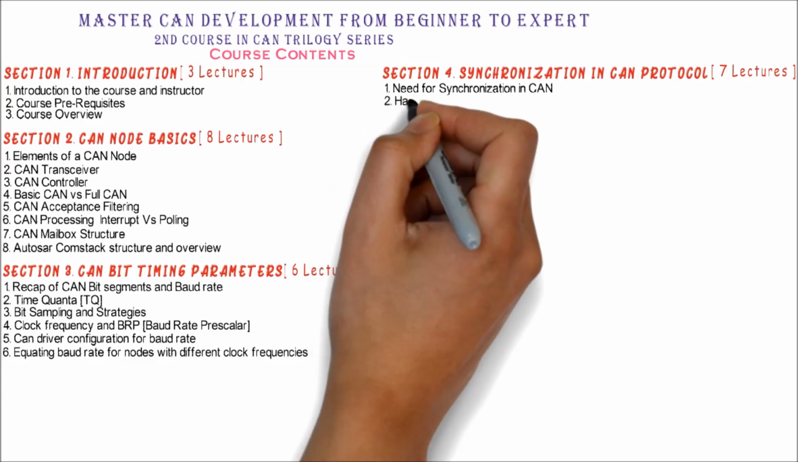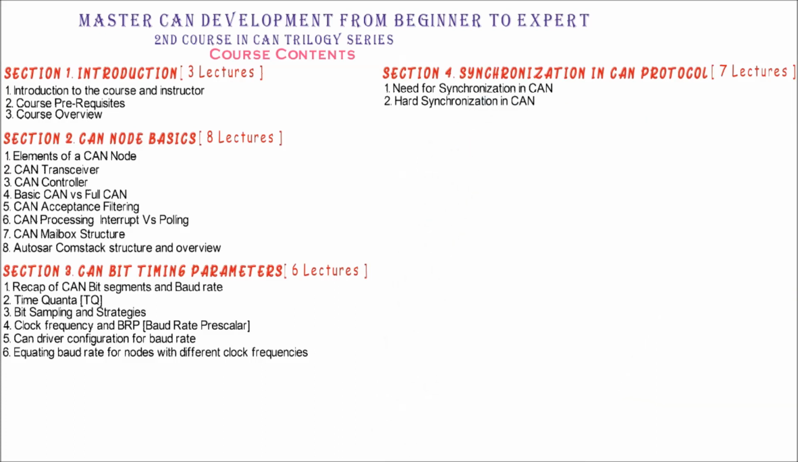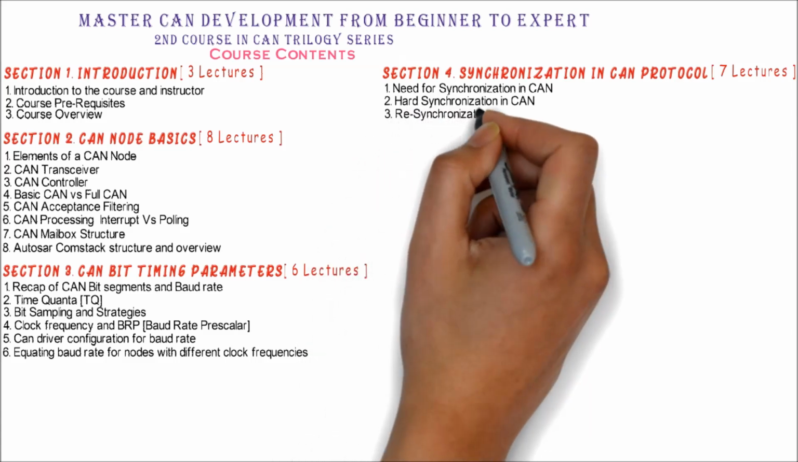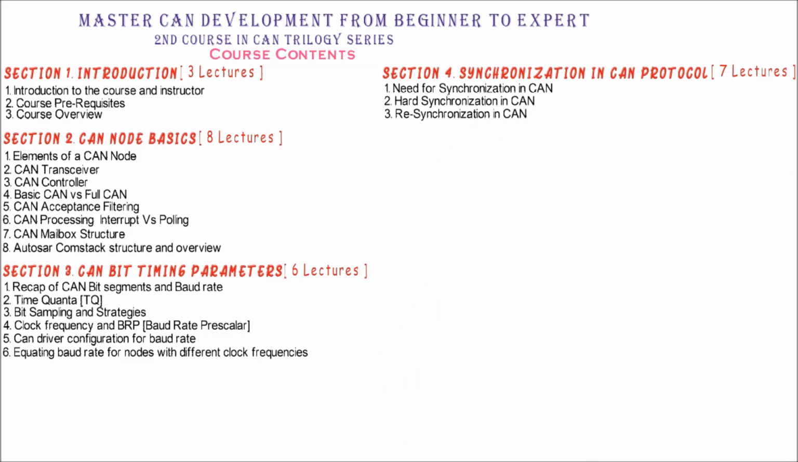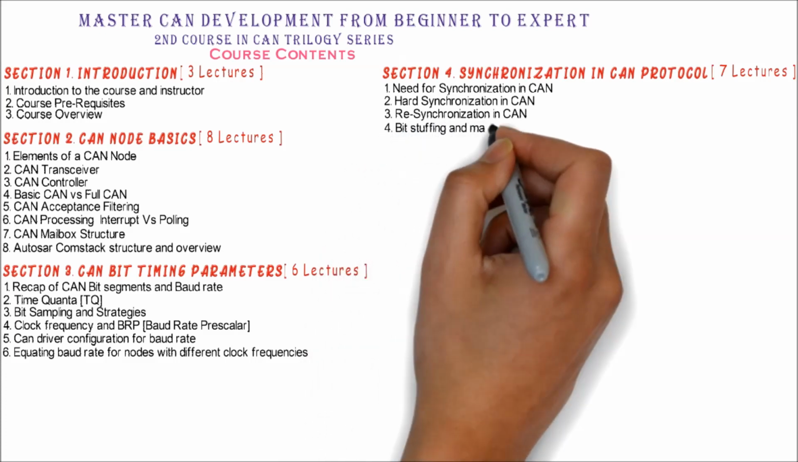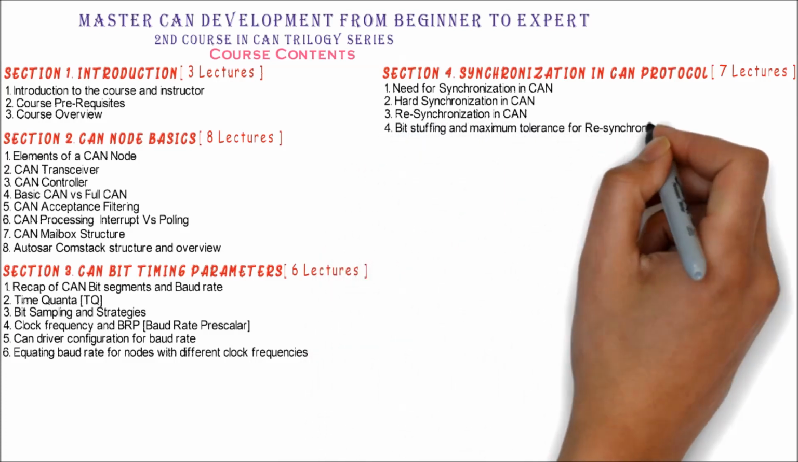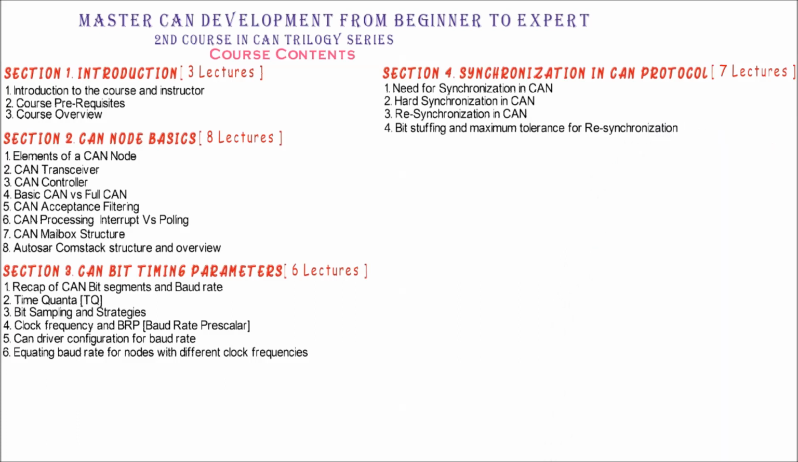Next lecture is about the hard synchronization in CAN. Here we have a detailed discussion on the hard synchronization and everything about it. Next, the third lecture is about the resynchronization in CAN. Here we learn about the resynchronization process in CAN. The fourth lecture is about bit stuffing and maximum tolerance for resynchronization. So following the previous lecture on resynchronization, here we understand the bit stuffing and its role in resynchronization part.